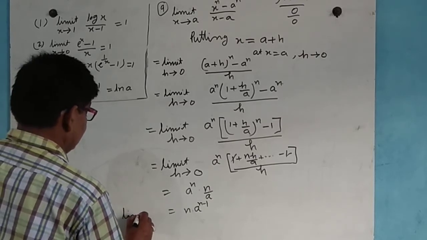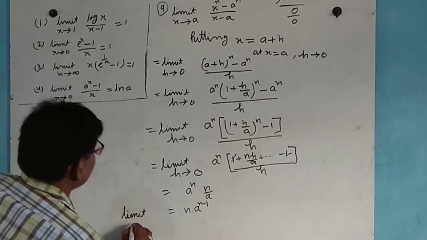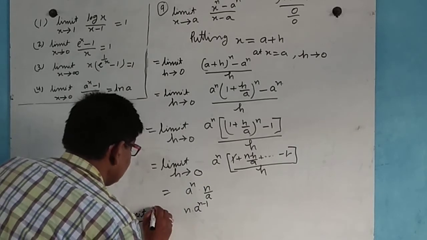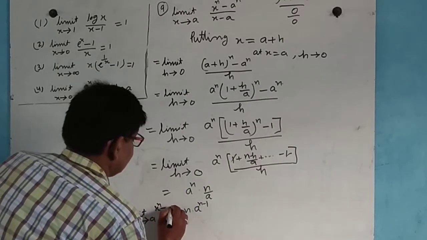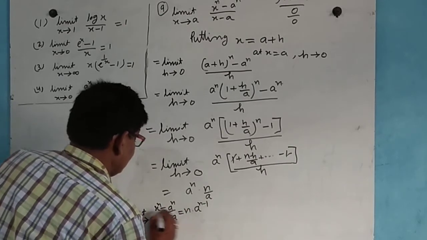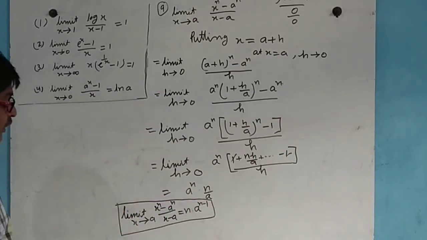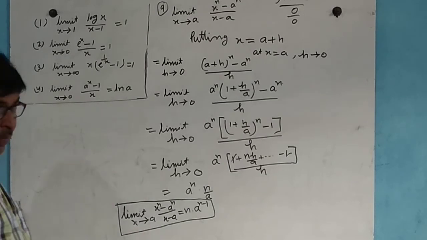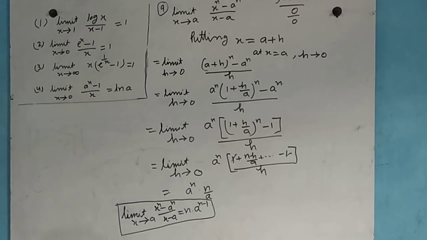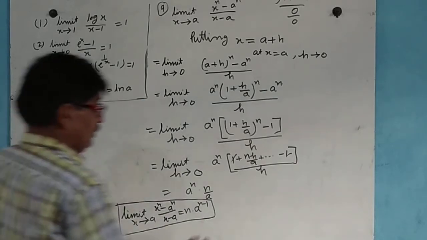Thus limit x tends to a, (x to the power n minus a to the power n) divided by x minus a is equal to this. This is a formula: limit x tends to a, (x to the power n minus a to the power n) divided by x minus a equals n a to the power n minus 1. This is a formula.